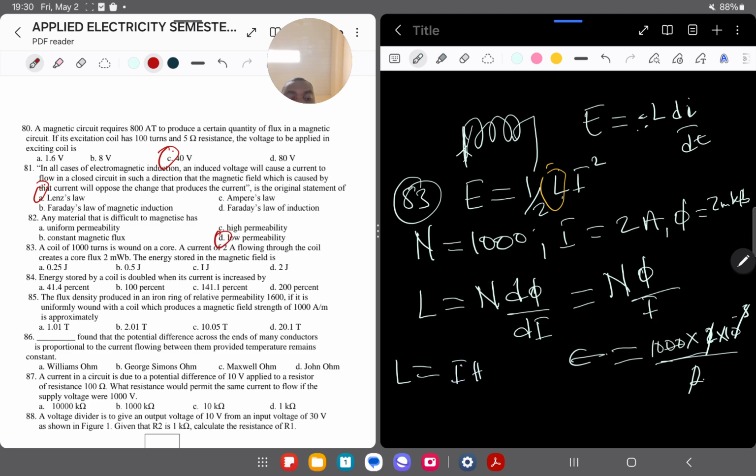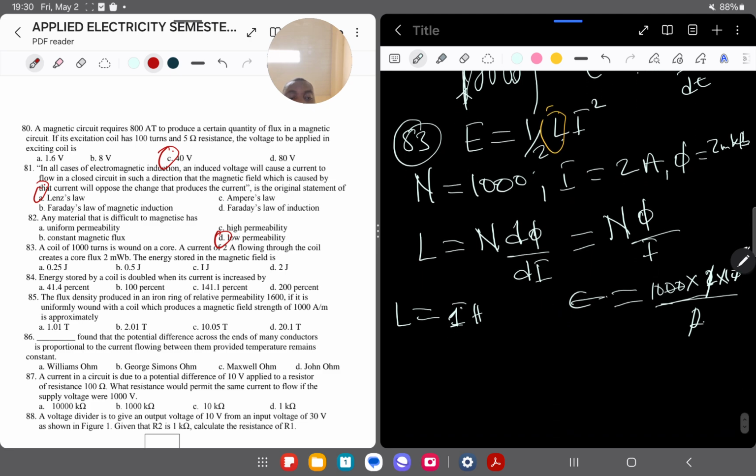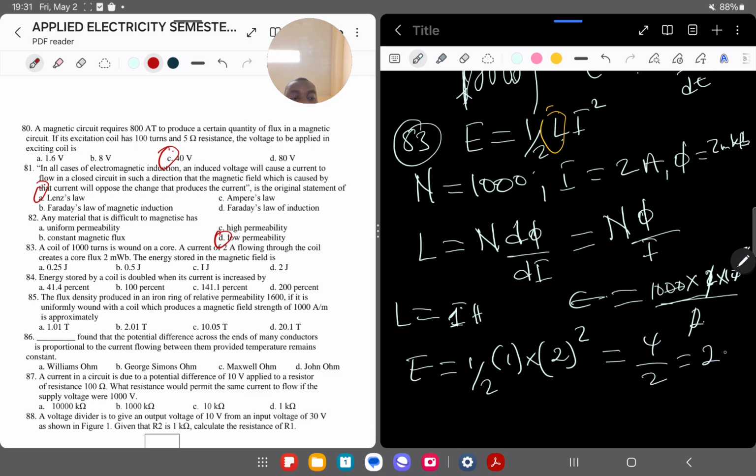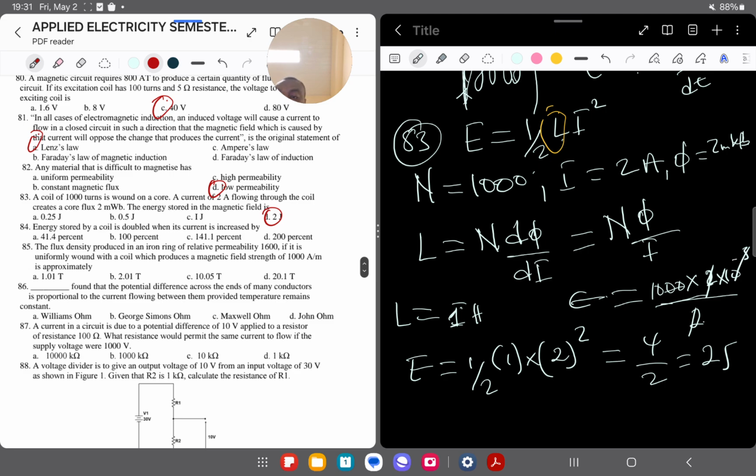1 Henry for the inductance. Now we go and get the energy. So I'm going to have half the inductance, which is 1, times the current, which is 2, squared. So that will be what? 4 divided by 2. That will give us 2 joules, right? So the answer for question 83 is going to be D, 2 joules of energy. Now we move on to question 84.